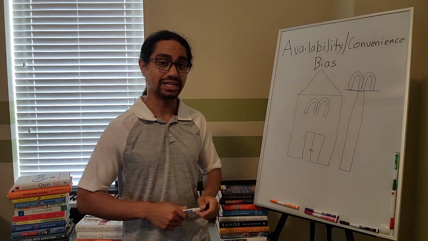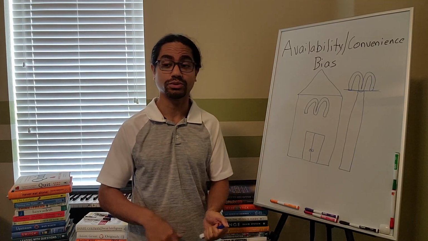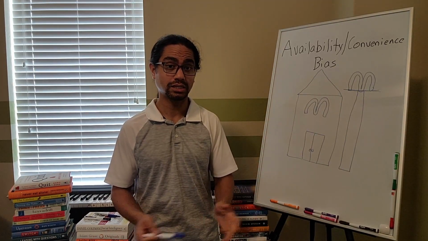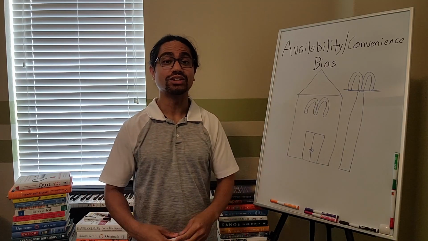So remember, availability bias: things that are easier to understand, that are more readily available, more plentiful, nearer to you, and more convenient, like I was saying, are more likely to get attention and be basically interacted with.